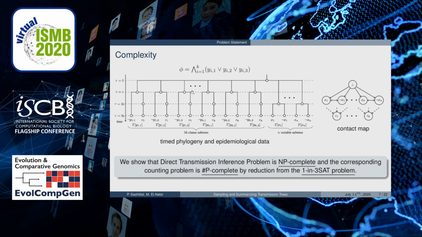So we look at the complexity of this problem, and we find that the decision problem is NP-complete, and the corresponding counting problem is #P-complete. We show this by reduction from the 1-in-3 SAT problem. In this slide, I have shown, given a CNF formula, how we construct the phylogeny and the contact map for the reduction proof.